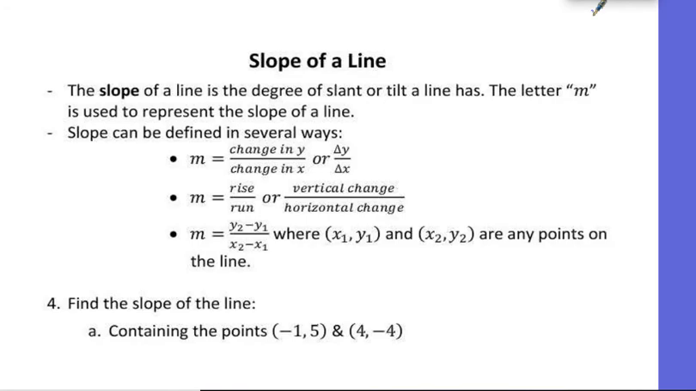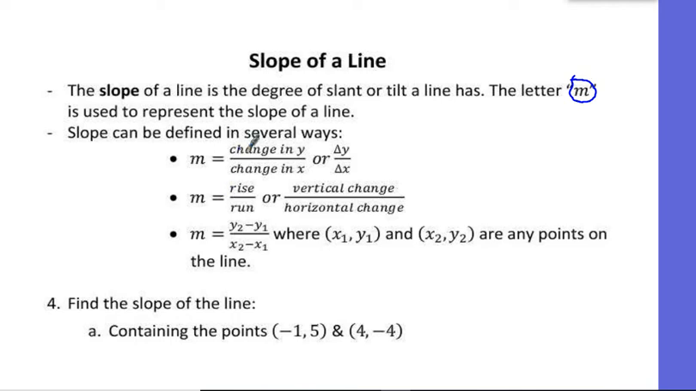Every line, every diagonal line anyway, has slope. And in this next portion, we're going to explore slope. The slope of a line is the degree of the slant or tilt that that line has. And we'll use the letter m in our equations and as we talk about it to represent slope. So m will represent slope.